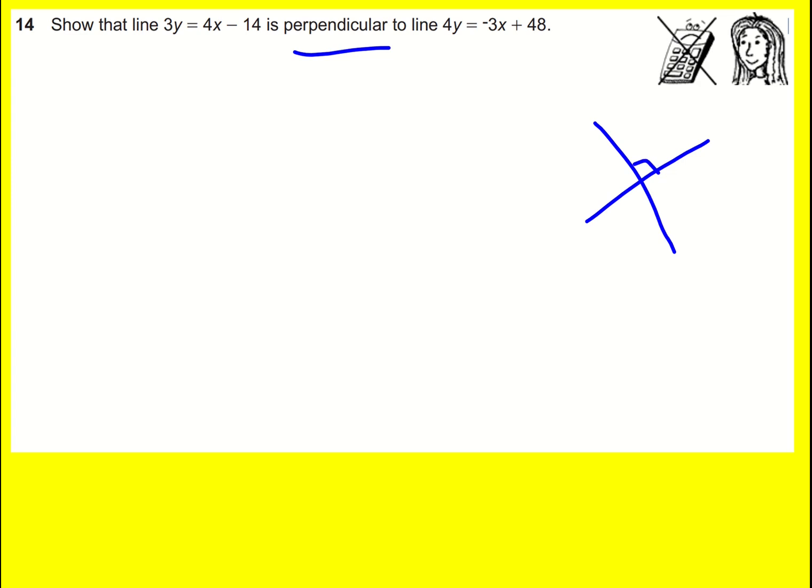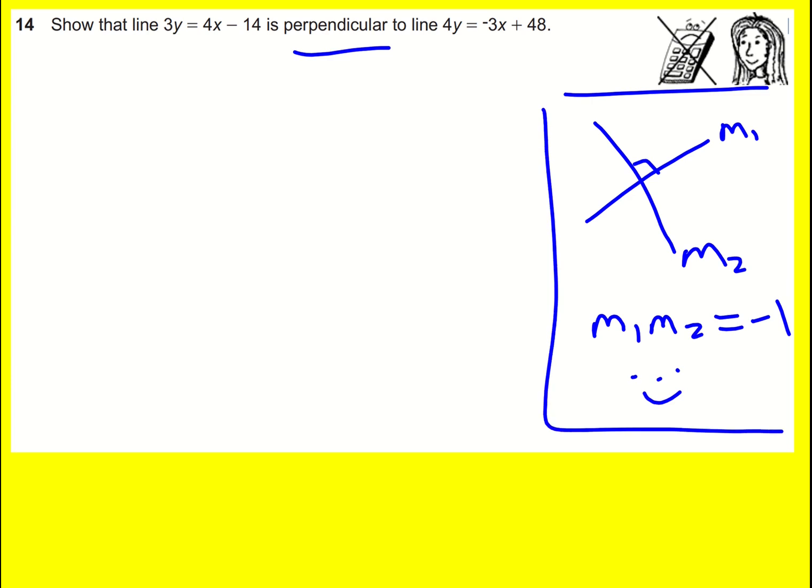How I can do it is if I find the gradient of one of the lines, maybe I call it m1, and I find the gradient of the second line, m2. These are not the lines themselves, but the gradients. Then if I can show that m1 m2 is equal to -1, then I am done. That's my condition for being perpendicular.